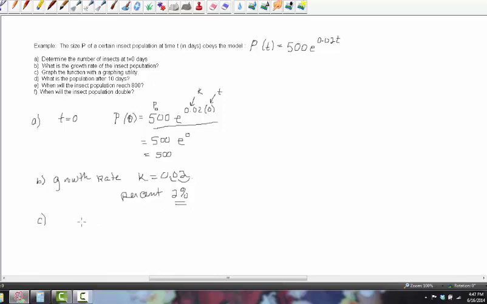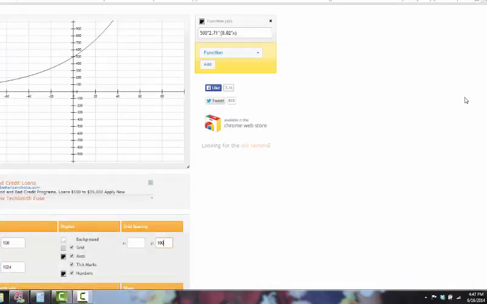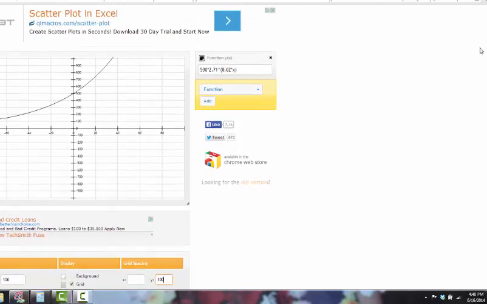Now letter C, graph the function with a graphing utility. All right, so we're going to take a look at this function. You can just pull up fooplot, or you can use a graphing calculator. I decided to just use fooplot, and I couldn't get it to accept the e as a number, so I just subbed in 2.71. So I entered 500 times 2.71, then a caret, and then in parentheses, 0.02 times x. I didn't use t because I think fooplot looks at functions in terms of x.